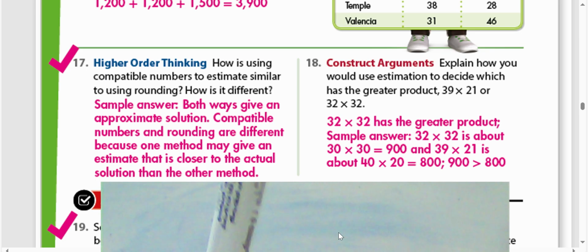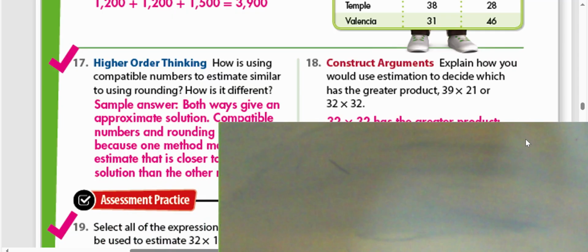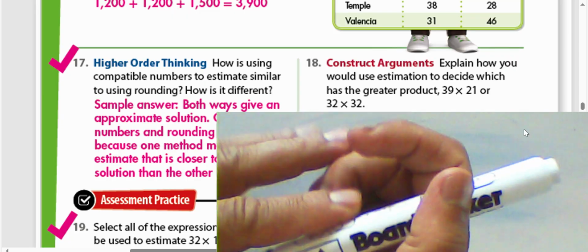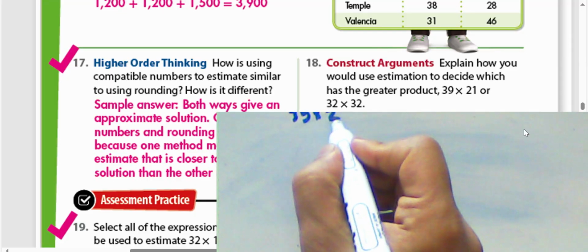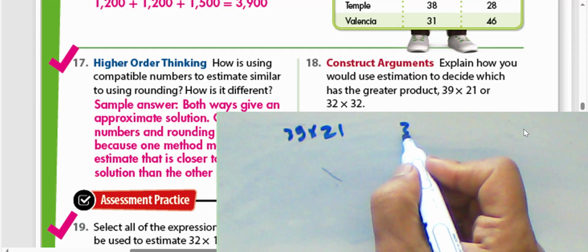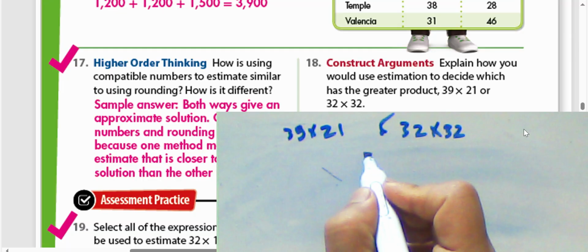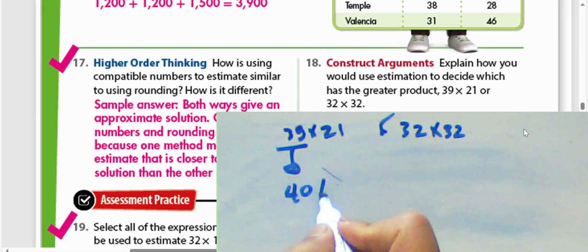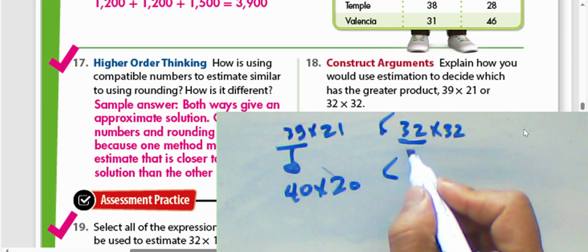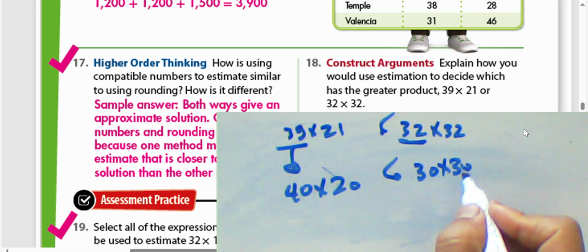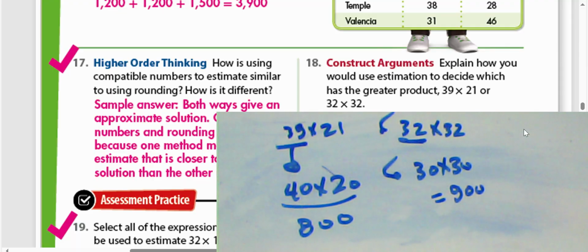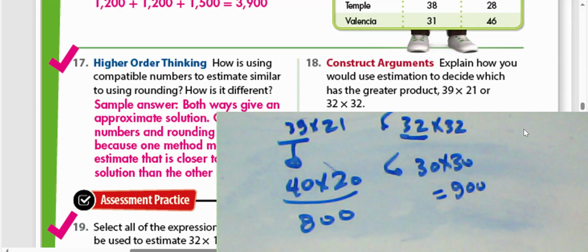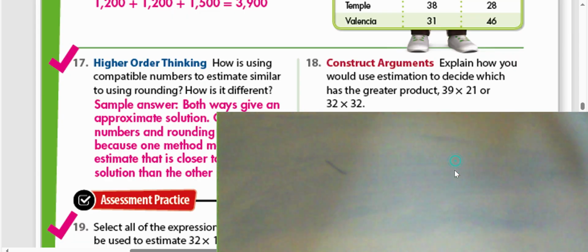In this example, explain how you use estimation to decide which has the greater product, 39 times 21 or 32 times 32. Which is greater? We can compare by approximating like this. We have 39 times 21 and 32 product by 32. This number nearest to 40 and 21 nearest to 20, and 32 nearest to 30 and 32 nearest to 30. The product between them is 800 and here 900. Then the answer, 32 times 32, it's greater, okay, by using rounding.